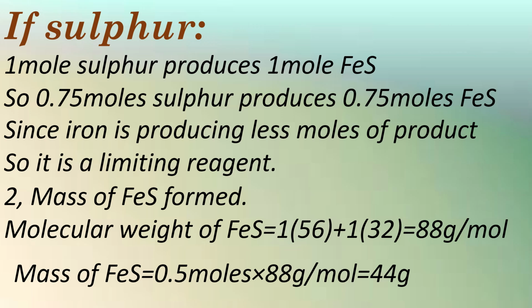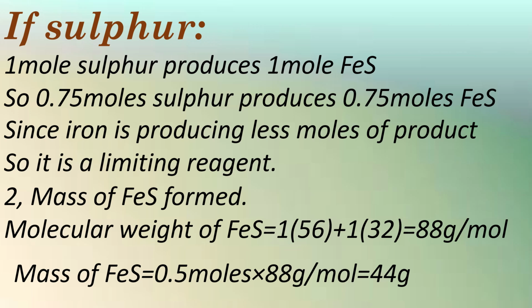We have to calculate the mass of ferrous sulfide formed. For this, first we will calculate the molecular weight of FeS, which is equal to 1, the number of iron atoms, into 56, the atomic weight of iron, plus 1, the number of sulfur atoms, into 32, the atomic weight of sulfur. After solving, the molecular weight of ferrous sulfide is calculated to be 88 gram per mole.